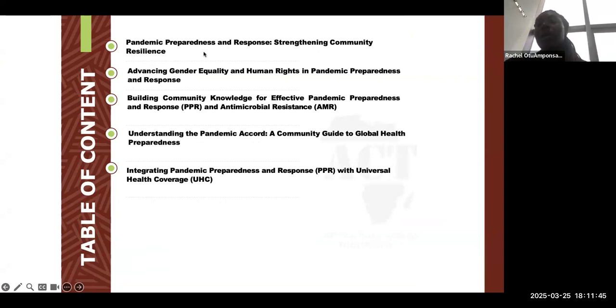Currently, this compendium contains a community guide on PPR itself, which gives a broad overview of what PPR is and its usefulness for communities, civil society organizations, even local leaders. We also have a community guide on gender equality and human rights and PPR, one on PPR and antimicrobial resistance, and one on the pandemic accord. If you've never heard of the pandemic accord, this guide will be very useful to enable you to know what is happening at the global level and to advocate accordingly.